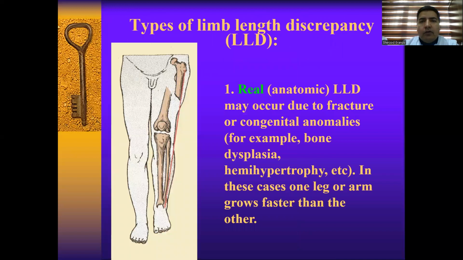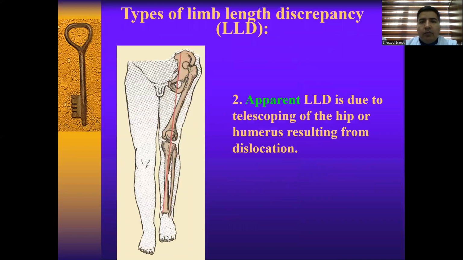Types of the limb length discrepancy, LLD. First of all, real anatomic LLD may occur due to the fracture or congenital anomalies, for example, bone dysplasia, hemihypertrophy, etc. In these cases, one leg or arm grows faster than the other. Second one, apparent LLD, is due to the telescoping of the hip or humerus resulting from dislocation.